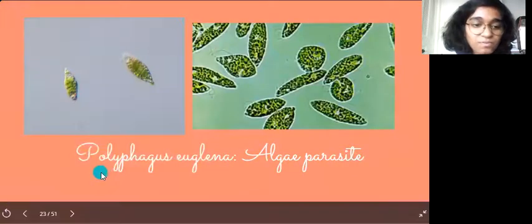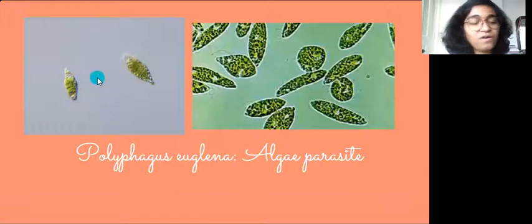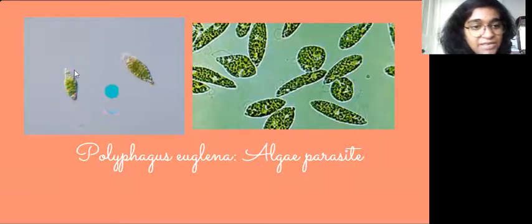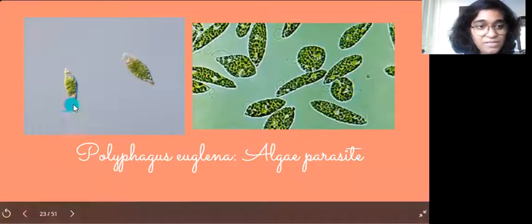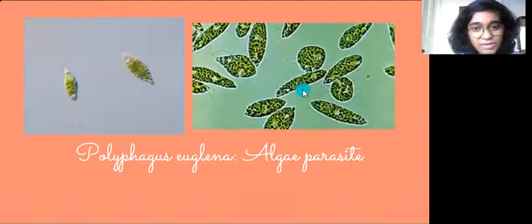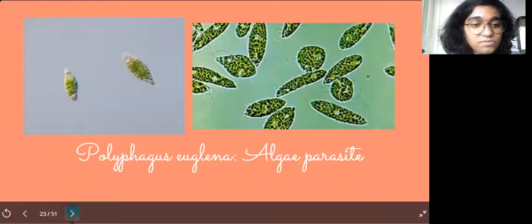So the Polyphagus euglenae, the algae parasite. The algae parasite is of course again found in water or in liquids. This is the algae which is seen in. You need a microscope to see this clearly. This is the picture with the microscope, and this is the picture with a compound microscope. I think a more complex microscope is used for this picture, and this picture is taken in a less complex microscope.